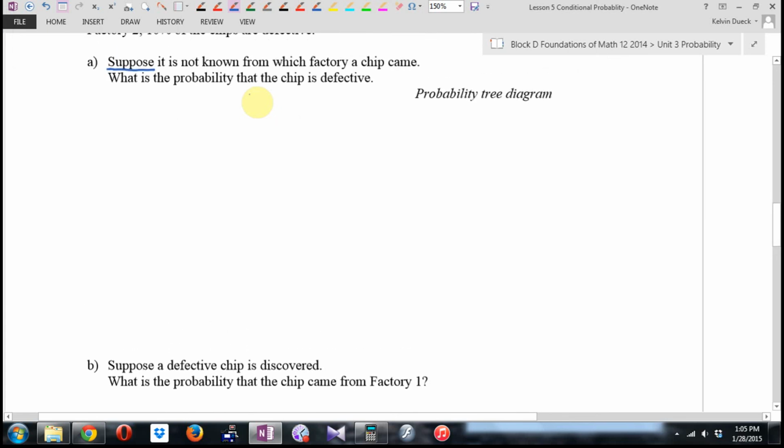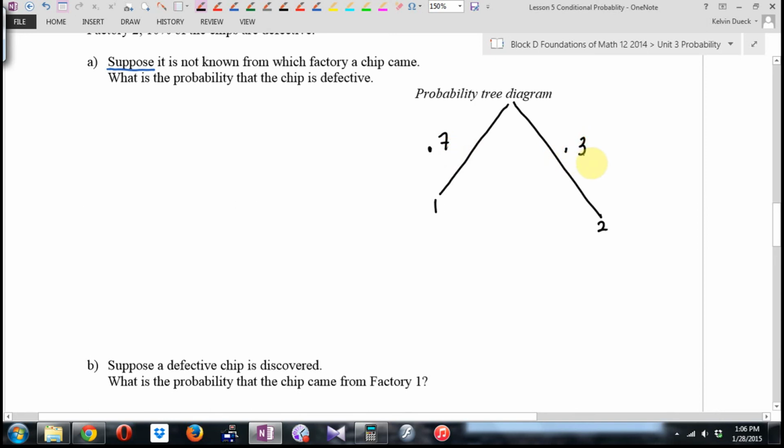It says this. Suppose it's not known from which factory a chip came. What's the probability that it's defective? Okay. First, you have to pick a factory. What did I call the factories? What's the probability that you came from factory 1? What percent of the chips are made in factory 1? 70. As a decimal? What percent of the chips are made in factory 2? 0.3.